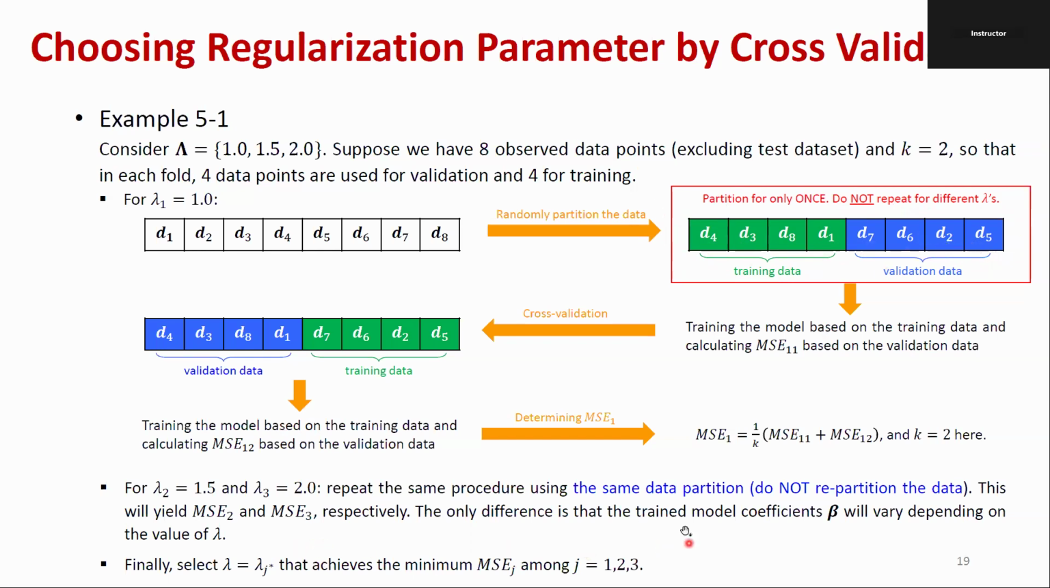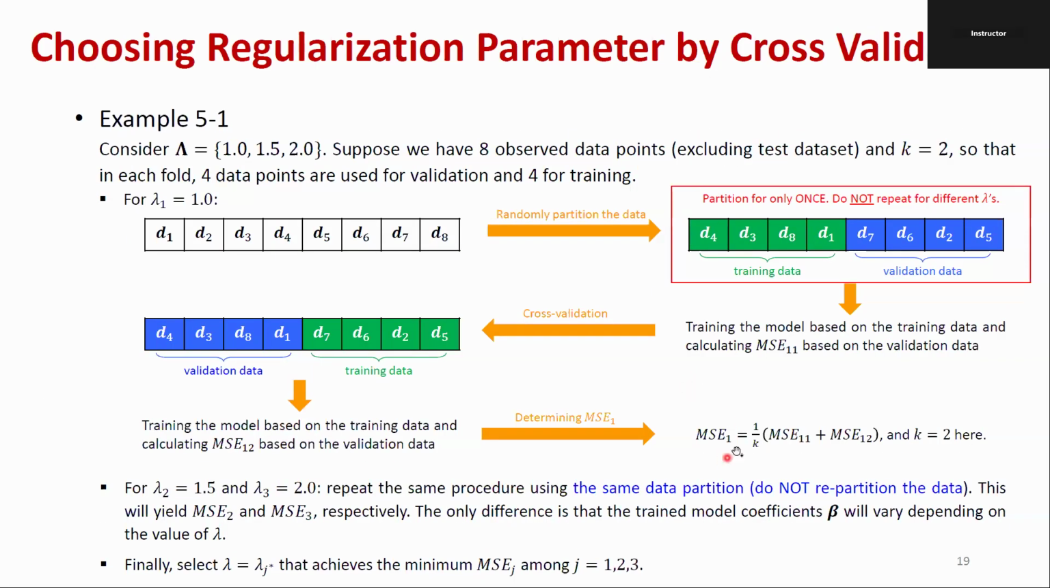And then you have MSE1, MSE2, MSE3 corresponding to the three lambdas, right? Then you can see which MSE is the smallest, and you will choose the lambda with the smallest corresponding MSE. That's how we do it.